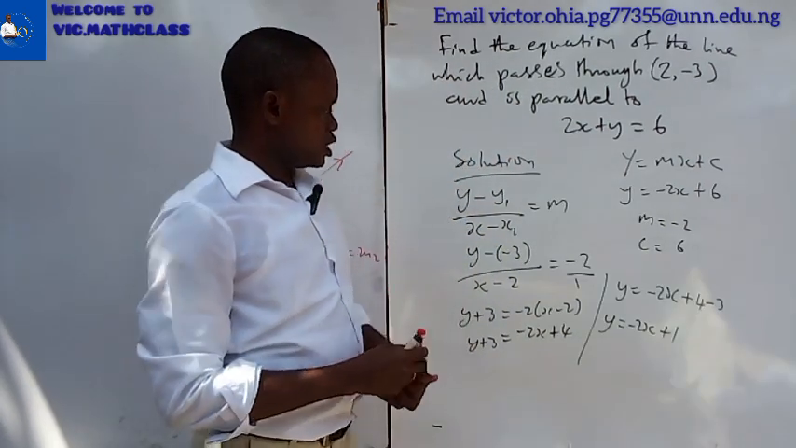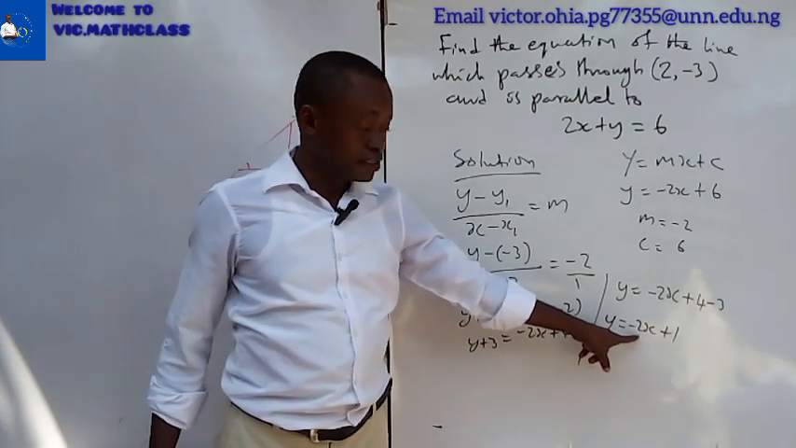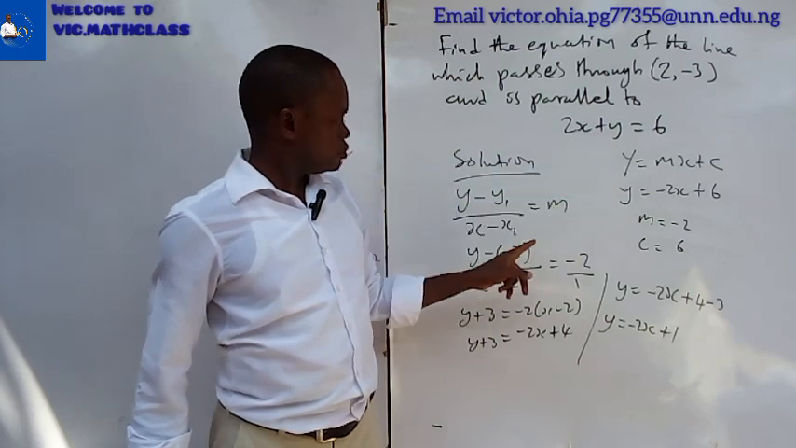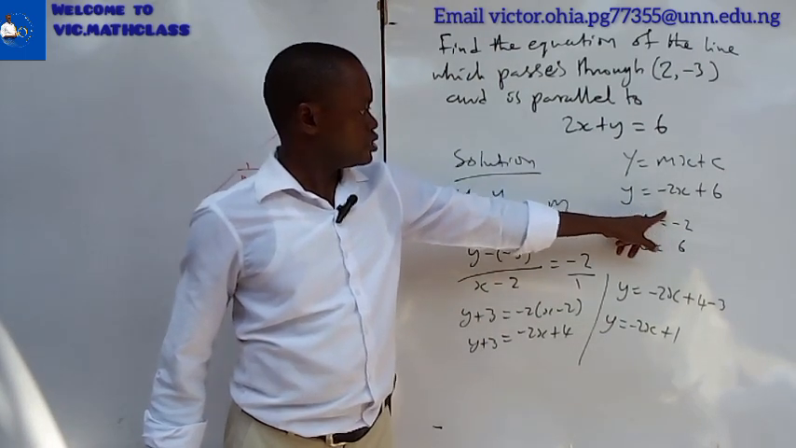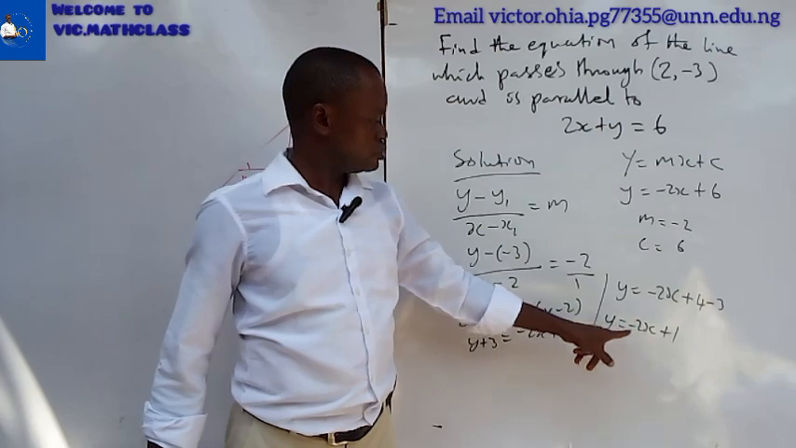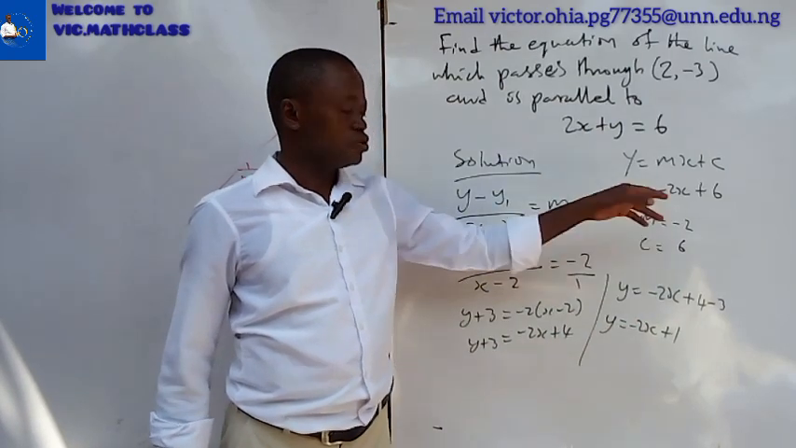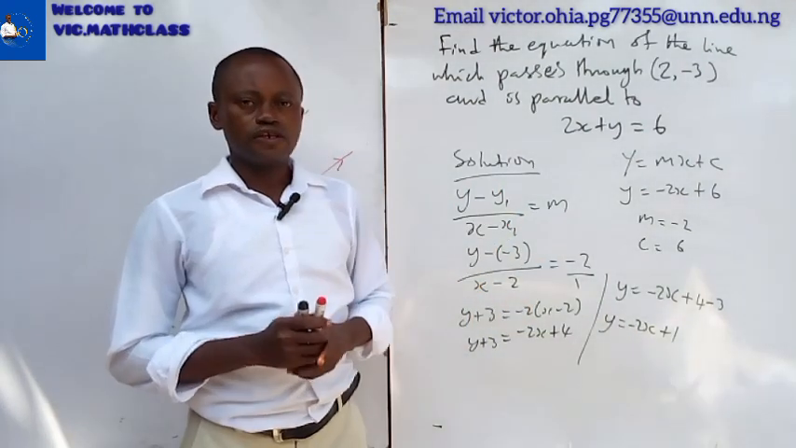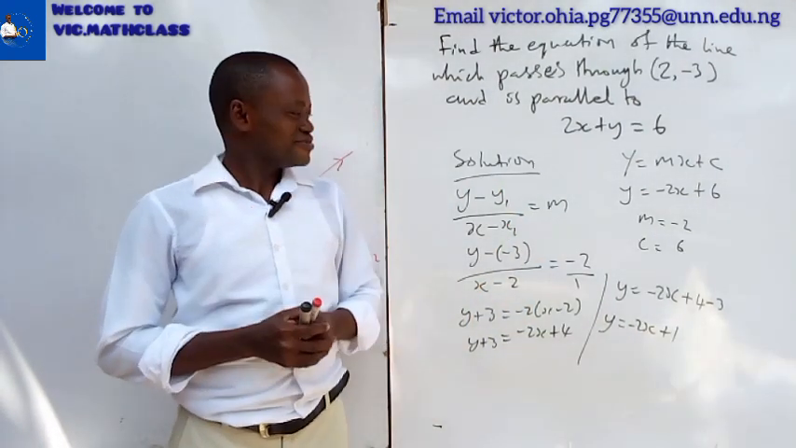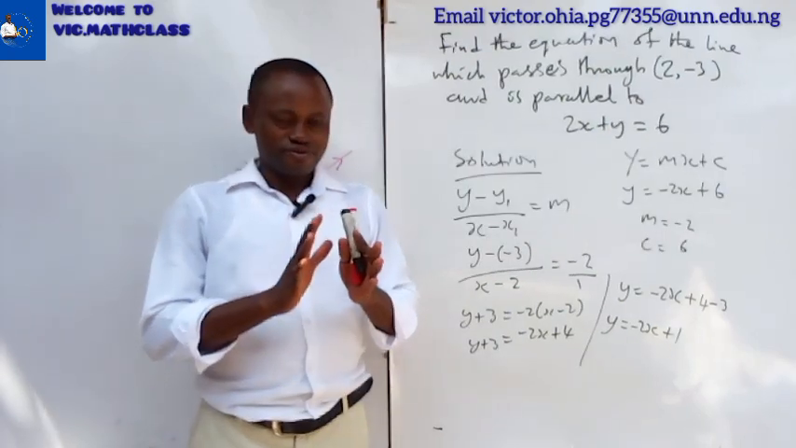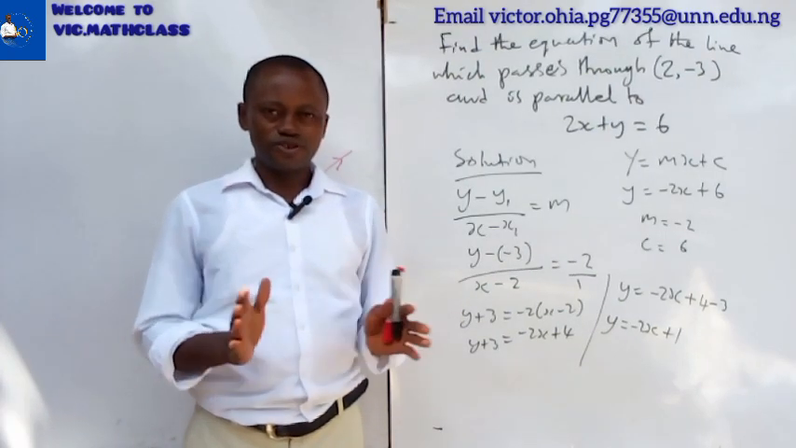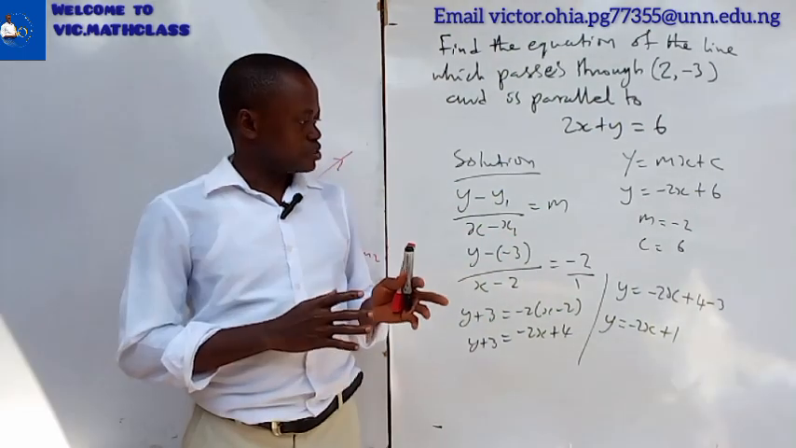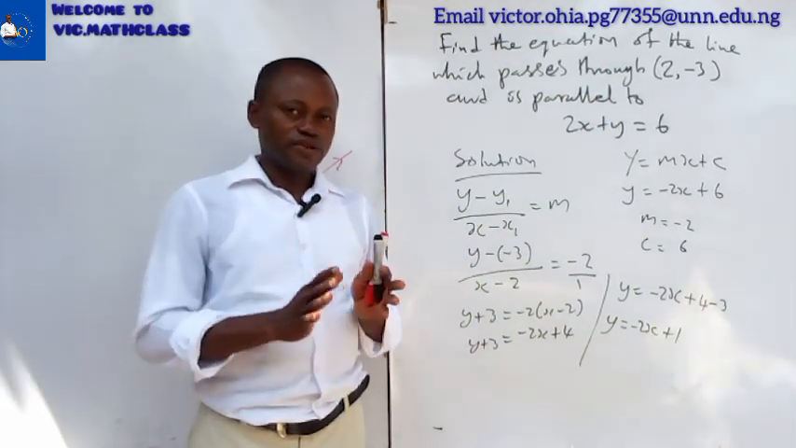You see that this is another equation of a straight line, and it has the same gradient as this one. The gradient here is minus 2, and the gradient of this one is also minus 2. Obviously, you realize that this line and this line are parallel to each other. So I have explained two things right now: what makes two lines parallel to each other, which is their gradients, and how to derive the equation. Almost three things I have been able to show us now.